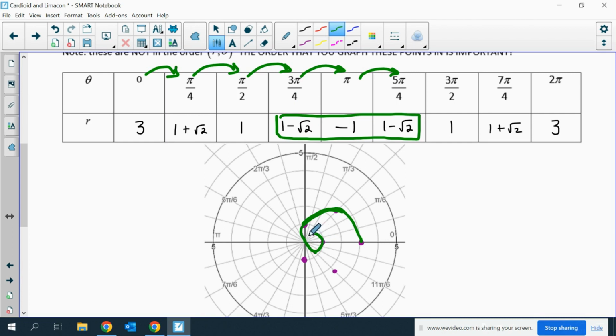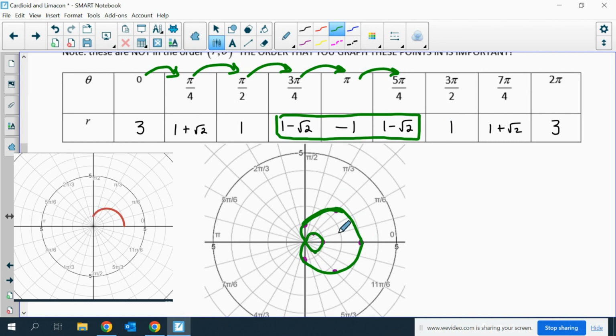Then I sweep through negative 1 comma pi, 1 minus root 2 comma 5 pi fourths, and then my next number is positive again, so I have to, again, go back, cross the pole, and my graph will look something like this. So notice that I crossed the pole twice in this direction, and then I ended up back over here.